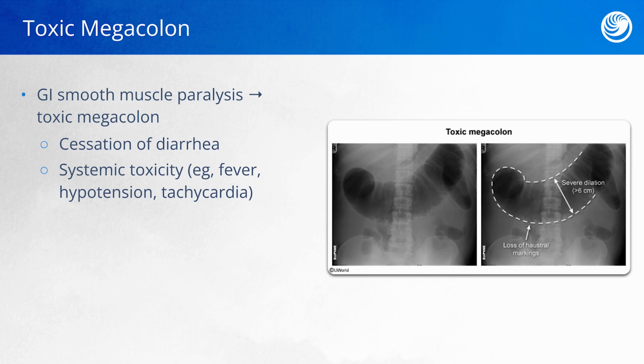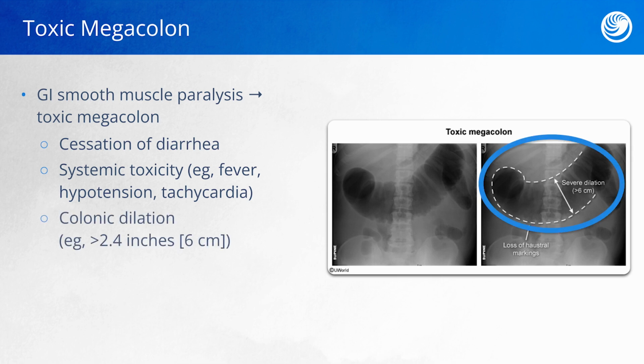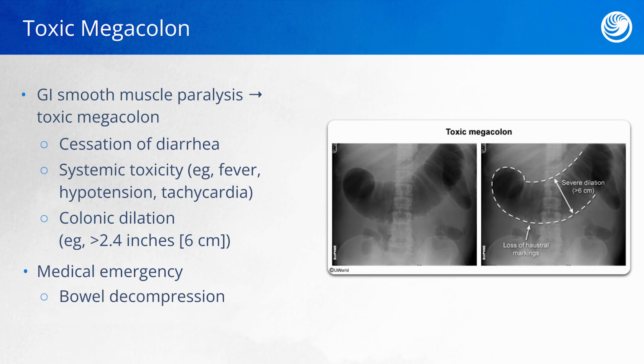As these waste products accumulate, the client is more at risk for developing systemic toxicity. So it's important to watch for things like fever and hypotension, as well as tachycardia. And lastly, the colon can dilate to a size that's very large and creates a lot of pressure within the lumen, which increases the risk for bowel perforation. Again, this is a medical emergency. The client will need bowel decompression and IV corticosteroids to reduce inflammation and promote return of bowel function.